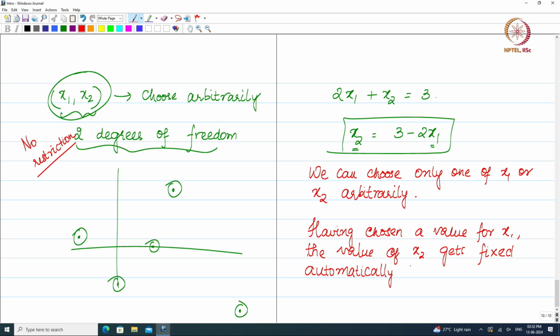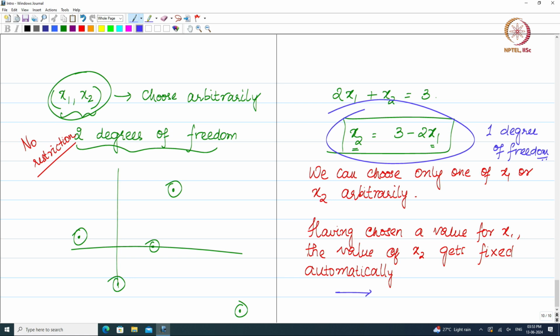Right, it gets fixed automatically. And now what we are going to say is, look, this equation that we have has only one degree of freedom. I can choose only x1 or I can choose only x2. The other one, I have no freedom to choose, because it is dictated by this relation that we have, which is x2 is equal to 3 minus 2 x1, or x1 is equal to (3 minus x2) by 2.